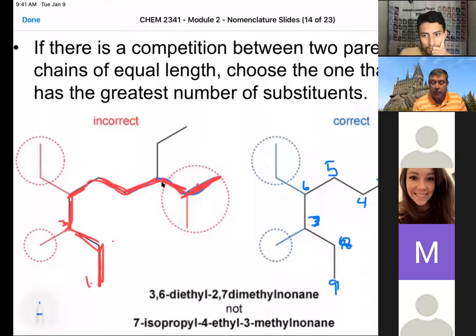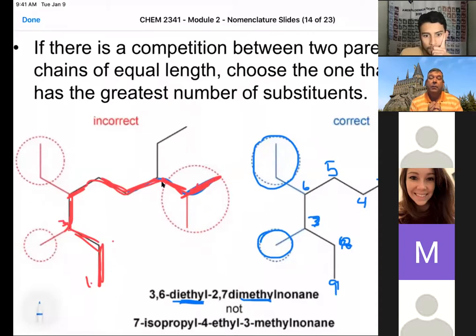Now we have 2 methyl groups here, one here and one here, so we get to use a dimethyl. And we have 2 ethyl groups here, so we get to use a diethyl, okay? But ethyl comes before methyl alphabetically, before we put the di on it, so the ethyl is gonna come first. Then the methyl is our only other substituent. It's going to come second.